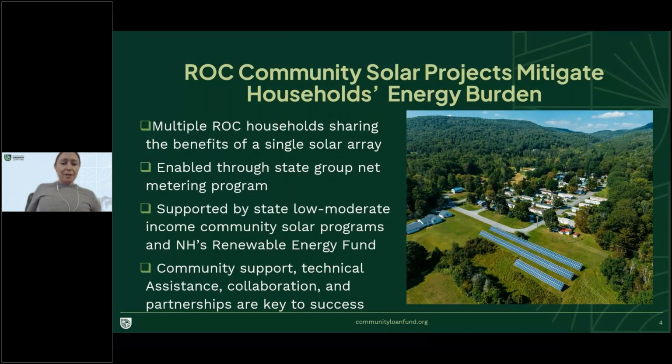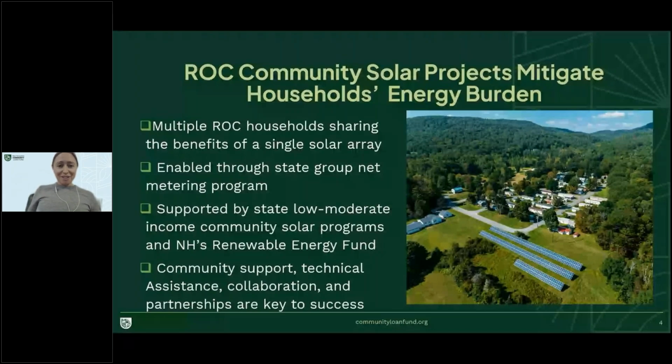So as Ben has talked about, community solar is essentially a shared solar project with multiple households sharing in one solar array. And that's how our ROC community solar projects work. We'll site a project either in the community or off-site and have multiple ROC households getting the benefits of that one solar array. In New Hampshire, these projects are enabled through the state's group net metering program, and they're also supported by New Hampshire's low moderate income community solar programs as well, which includes an LMI adder to the net metering rate. We've also been very fortunate that New Hampshire has the Renewable Energy Fund for low moderate income community solar projects, which provides grant funding to help overcome some of the financial barriers to community solar projects.